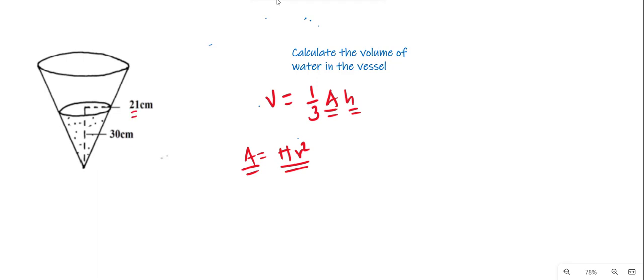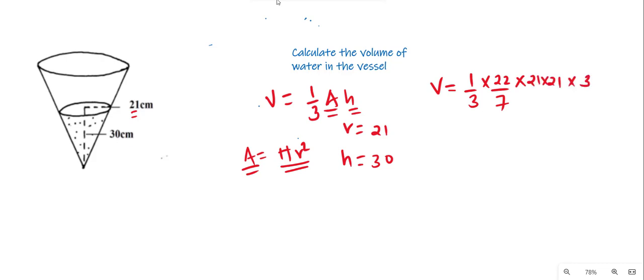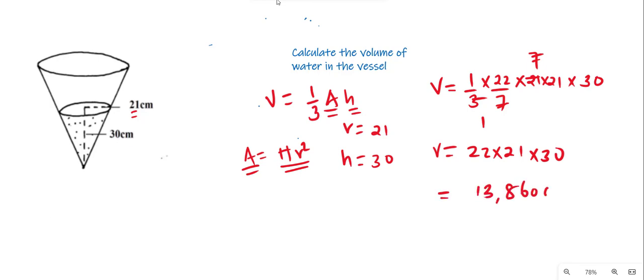Radius of the circle R is 21, the height is 30. So we substitute those values in the formula. The volume of that cone is a third, pi, in this case we use 22/7, the radius squared is 21 times 21, times the height of the cone, which is 30. Now, simplifying further, this will automatically give us the volume as 22 times 21 times 30, and that is equivalent to 13,860 centimeter cube.